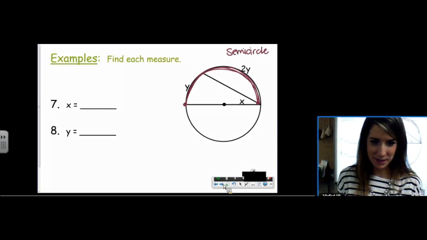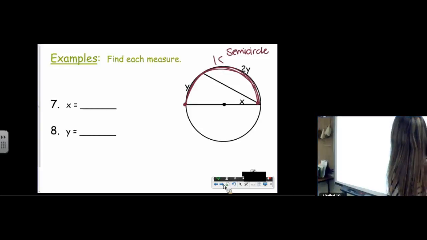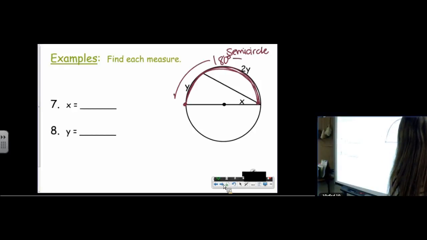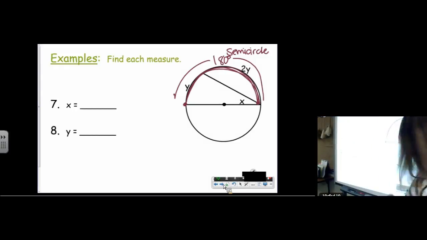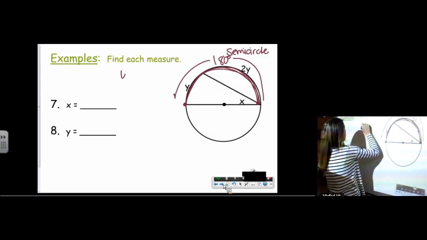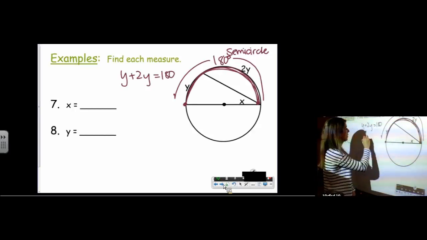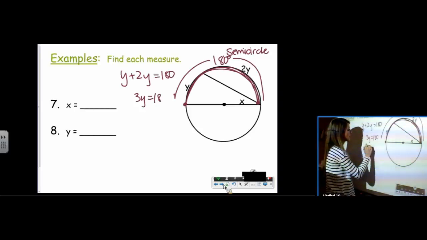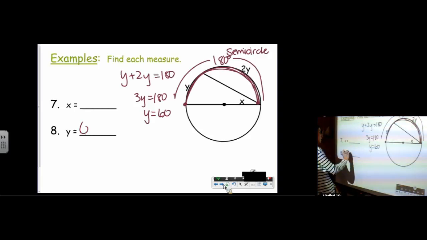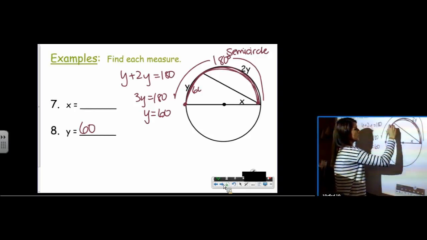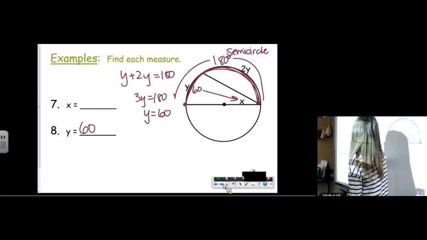And how many degrees are in a semicircle? Always 1/2 of a circle. So there are 180 degrees from here to here. So you know the equation? What's the equation? Yep. Part plus part equals whole. Arc addition. 3y equals 180. Y equals 60. And if this arc is 60, then that inscribed angle is 30.